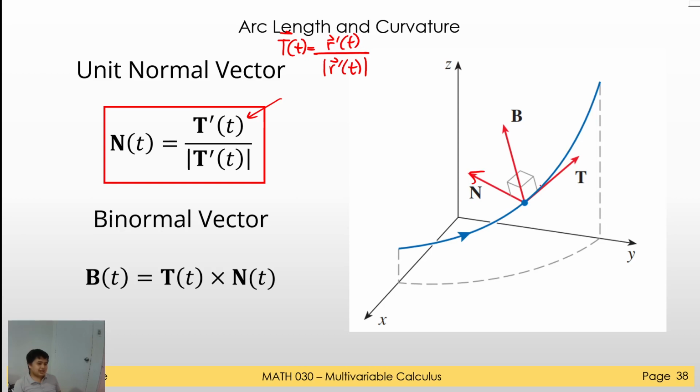So how do we derive the binormal vector? To find this binormal vector, it will be just a cross product. These two vectors lie on the same plane, so your plane will have a normal vector of the binormal vector. Therefore, it will be just a cross product of these two vectors, the unit tangent vector and the normal vector.